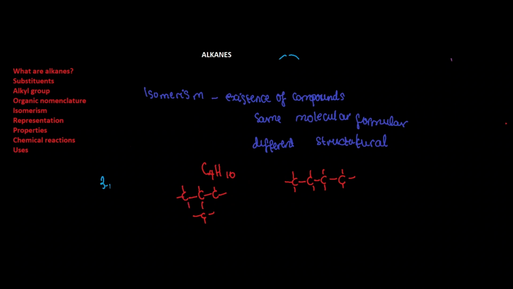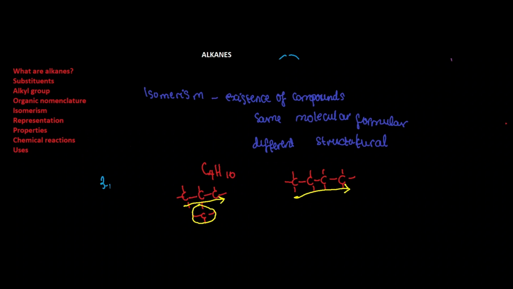Now in this case, we still have 4 carbon atoms for these two compounds. However, in this case, what we have is a continuous chain of 4 carbon atoms. However, here we have a continuous chain of 3 carbon atoms and 1 substituent that exists in the form of an alkyl group. This is the whole idea of isomerism.